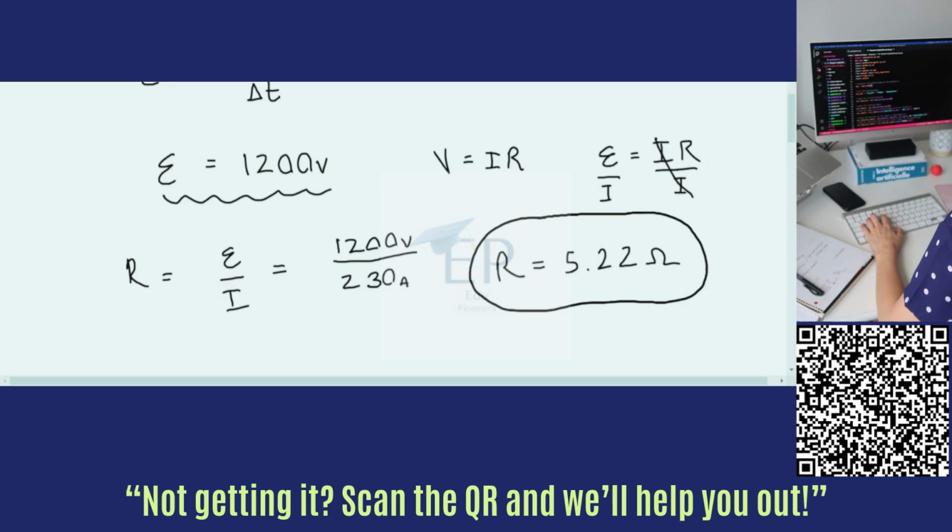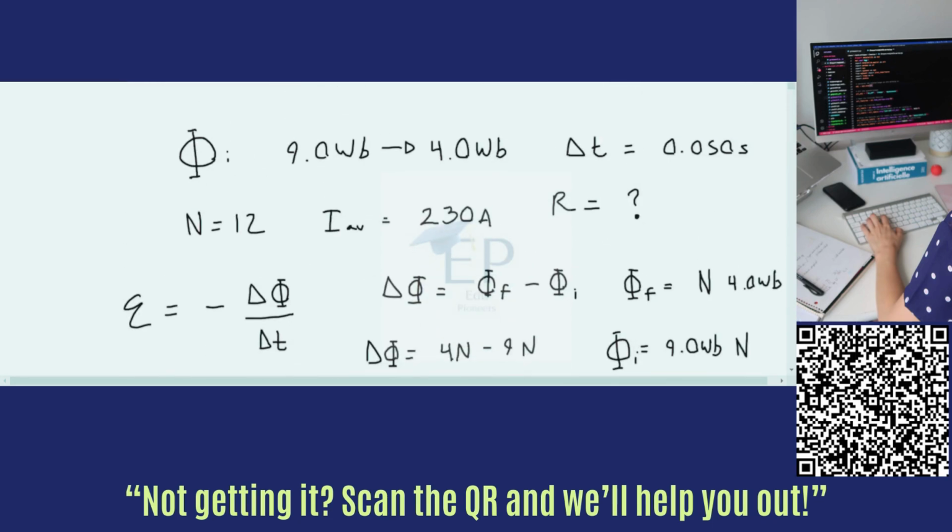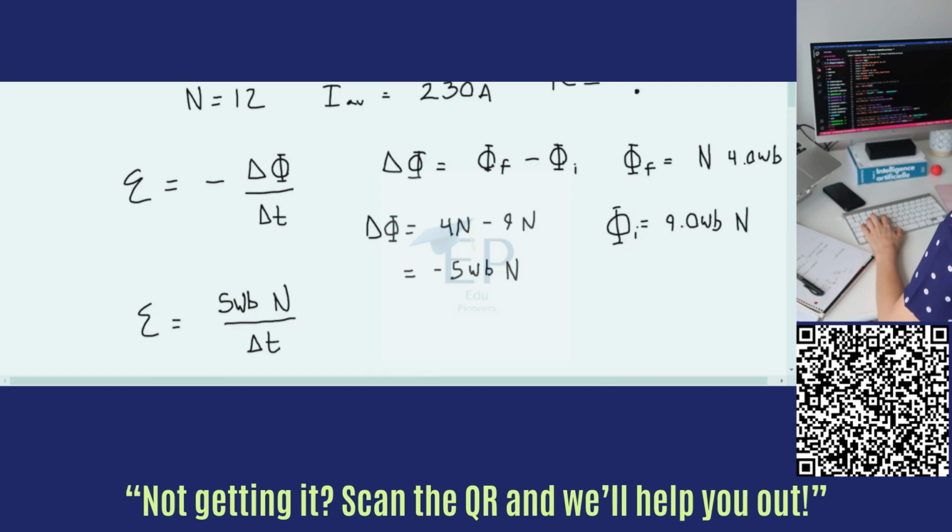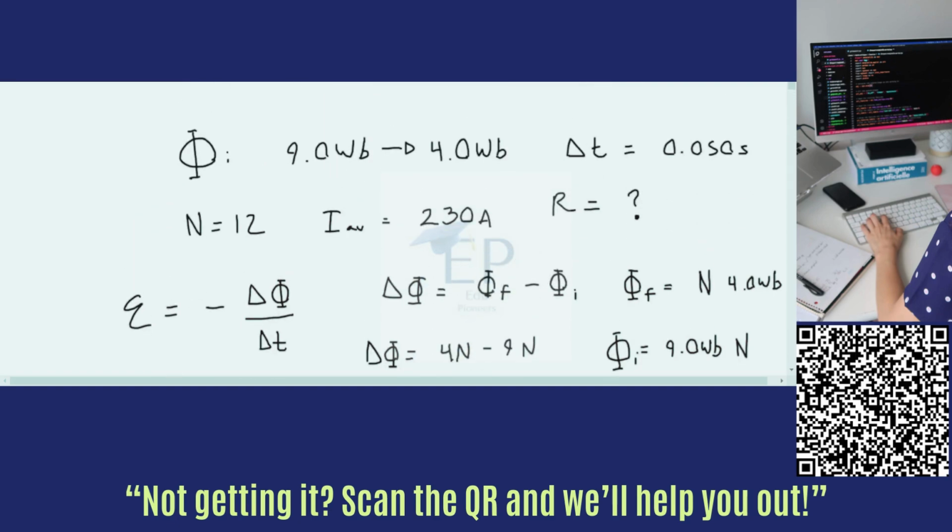So we just calculated the resistance of our 12 loops of wire here by determining what the induced EMF was in our loop given this changing magnetic field, and then using that induced EMF and our current to calculate the resistance.